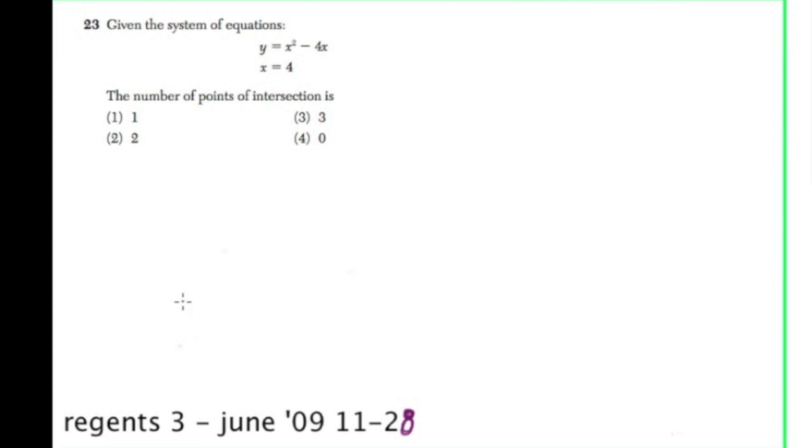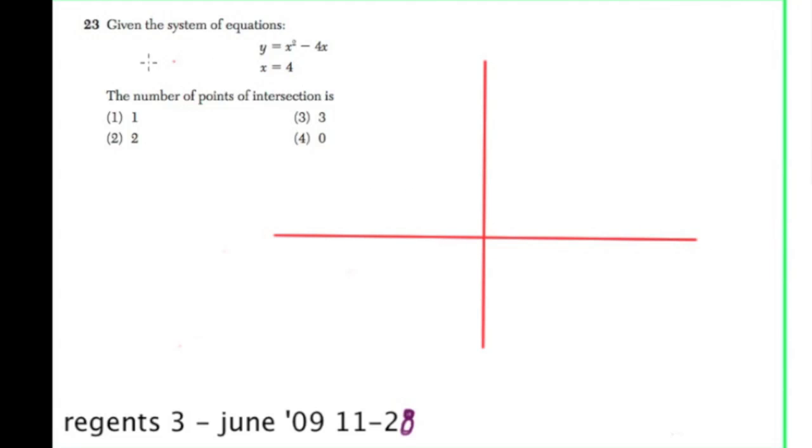Okay, this question you have to get a little creative if you want to put common sense into it, and if you don't, you're like, how the heck are you supposed to do this? I don't get this. It's just a bit of common sense. So they're telling you that this is the system of equations, x equals 4. So sure, this is x equals 4. It's a vertical line.